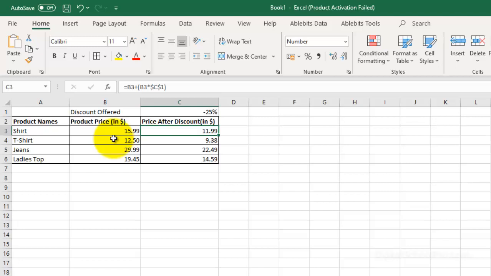So this is a very useful formula for calculating how much will be the price, and you can make your new price tags for your products. I hope you enjoyed it.